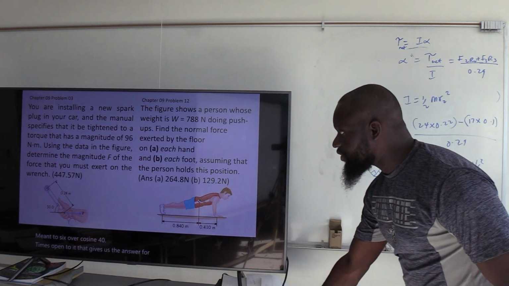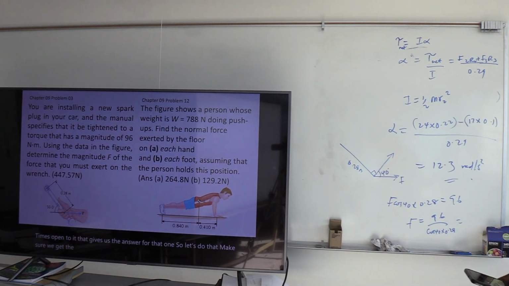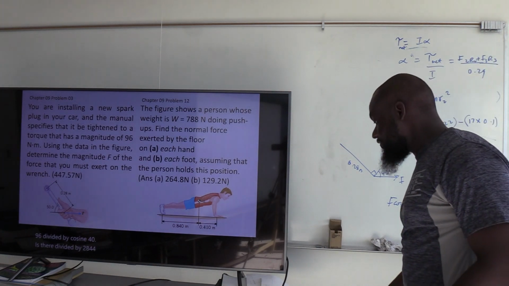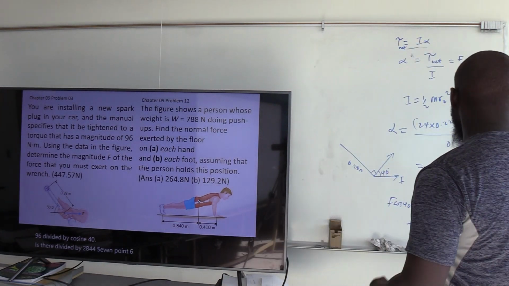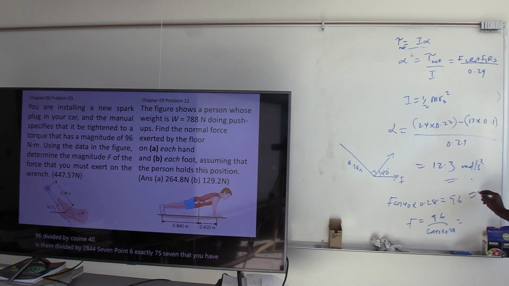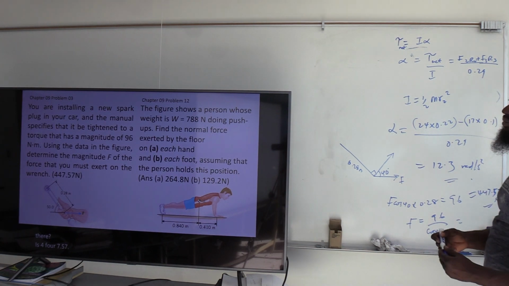So let's do that. Make sure we get the correct answer. 96 divided by cosine 40, divided by 0.28, is 447.57. So it gives us 447.57 newtons. That's the force required to bring that torque.